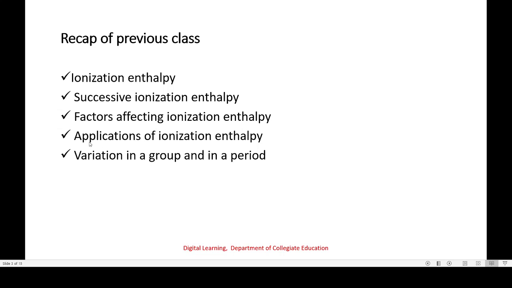Apart from that, we have also learned the application of ionization enthalpy, which gives an idea about the reactivity and the reducing power, and it also tells about the number of electrons in the outer shell and whether an element is a metal or a non-metal. Similarly, we understood the variation of ionization enthalpy in a group and in a period. In a group, it decreases and in a period, it increases.